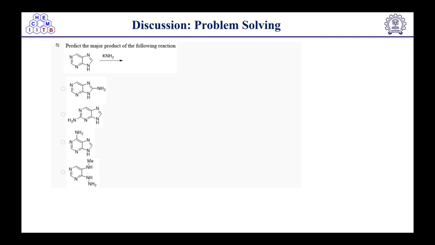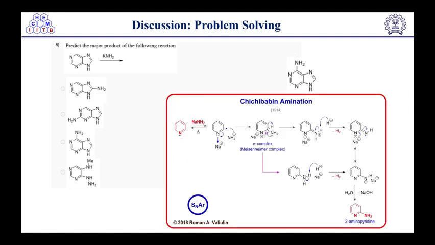Next one is, predict the major product of the following reaction. So the Chichibabin reaction, this is an example of the Chichibabin reaction. What happens in the Chichibabin reaction? We have pyridine, right? Instead of pyridine, here we have this nitrogen-containing substrate. So we will discuss the mechanism first, then we will apply it to our substrate.